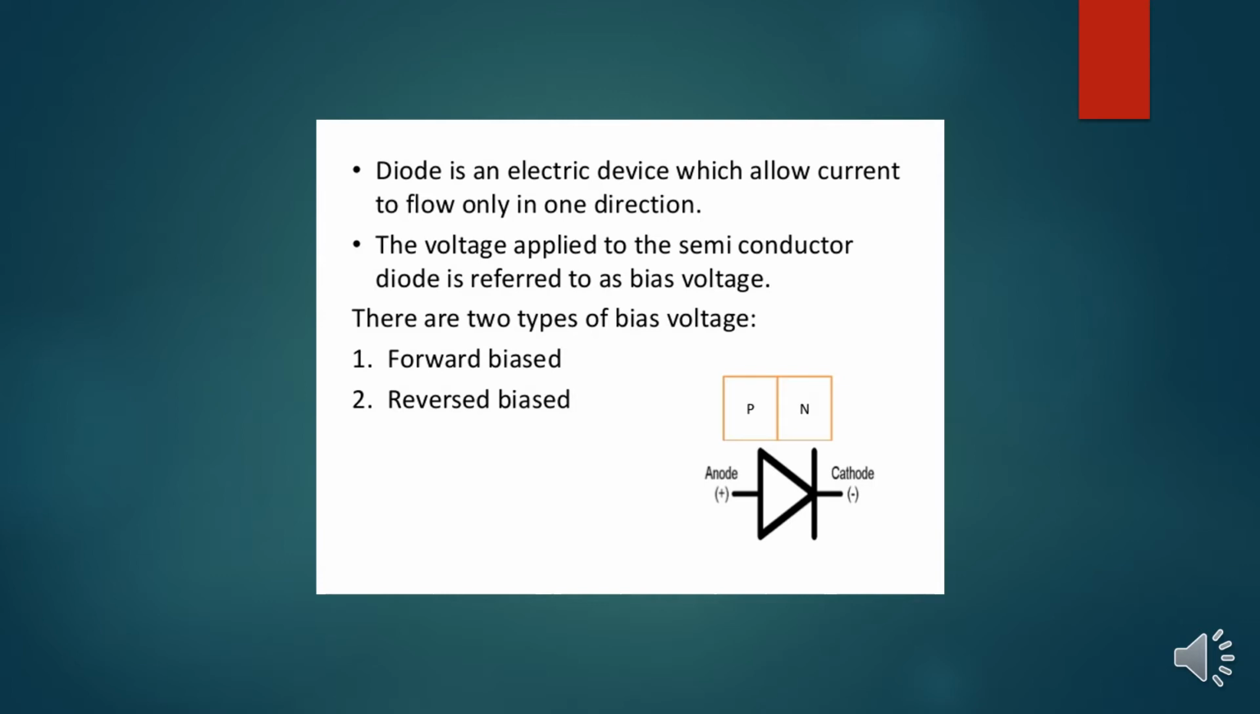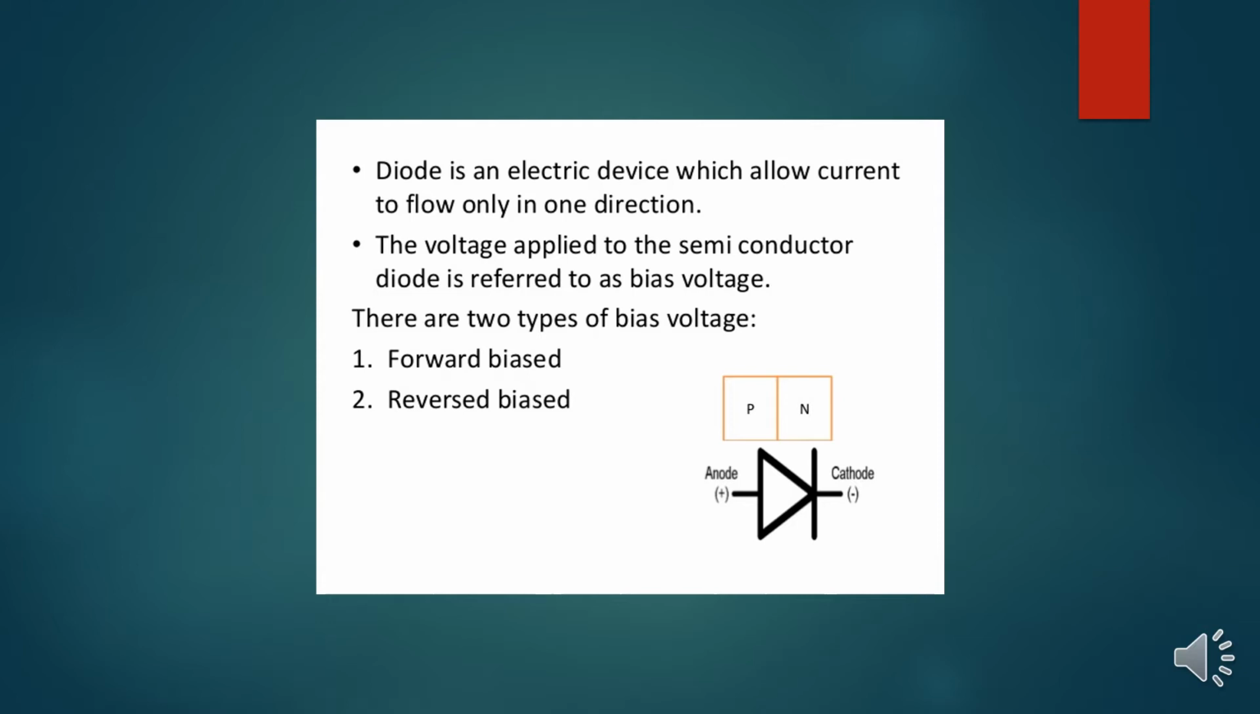Ions are immobile, so near the junction they create a barrier. This is called the depletion layer between the P and N junction. Depletion layer has no charge carriers like electrons and holes. It has the immobile ions. Okay, so it is a barrier between the P and N.